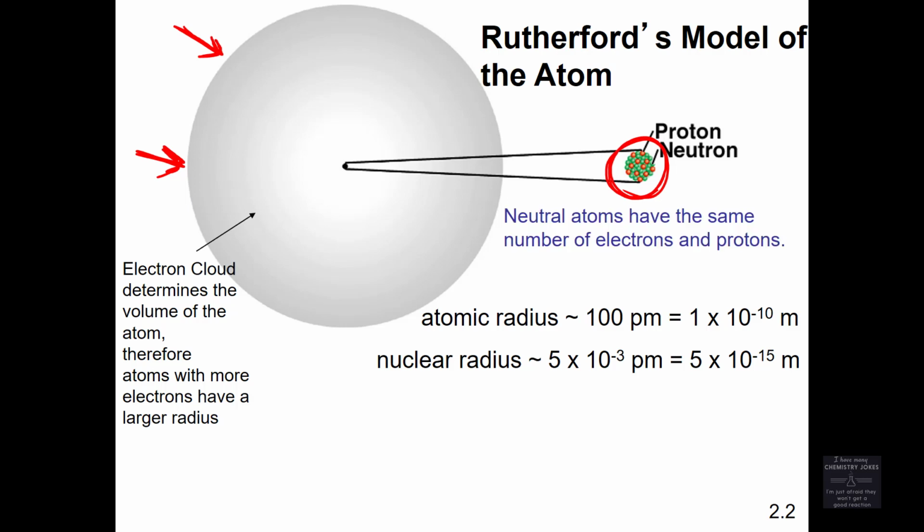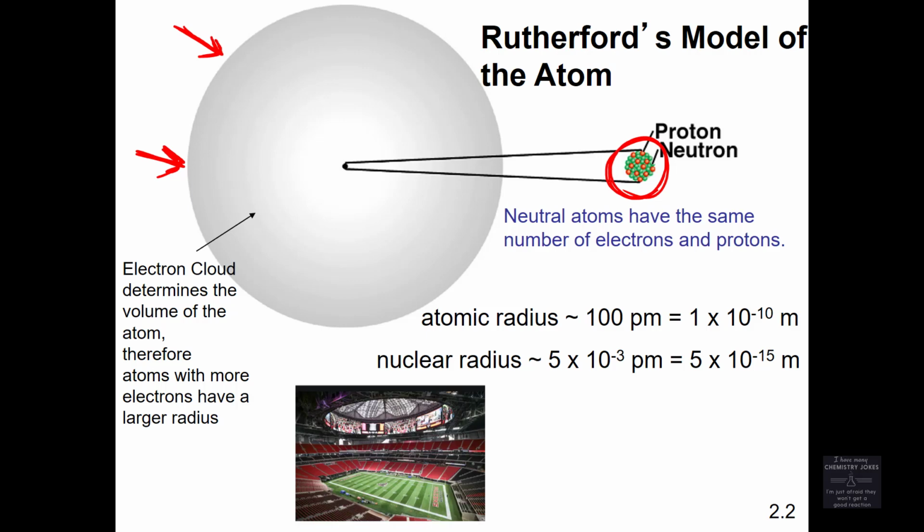Okay, one final little thing so that we can make sure we know the size reference. If the electron cloud is the size of Mercedes-Benz Stadium, the nucleus is the size of a marble sitting on the 50-yard line. Do you get that? Nucleus is tiny. Atoms are tiny on their own, but the nucleus is wee little bitty, and then the electron cloud takes up all the space.